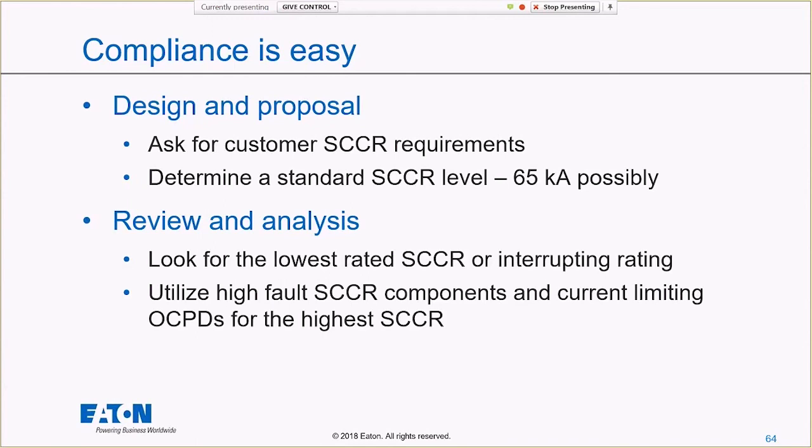Determine a standard short circuit current rating level, whatever makes sense for you. For some of you it might be 65 kA, for some it might be 18. It just depends on what type of equipment you build and where it's normally going. I'm just asking that it's higher than 5 kA most of the time. Then in review and analysis, we want to look for the lowest rated short circuit current rating or interrupting rating, because I cannot make my panel short circuit current rating higher than that. And then finally, use high fault short circuit current components and current limiting overcurrent protective devices to give me the highest short circuit current rating.